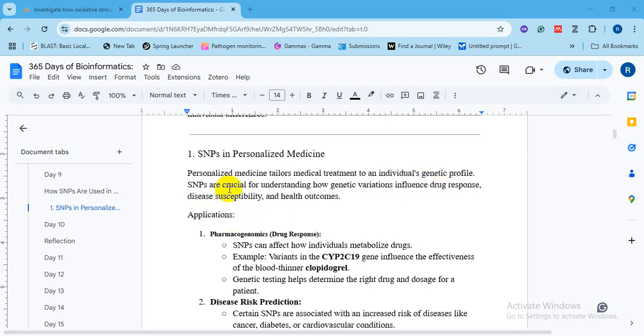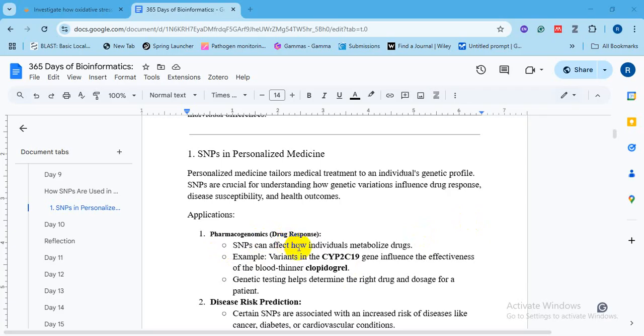SNPs are crucial for understanding how genetic variation influences drug response, disease susceptibility, and health outcomes. So these specific SNPs can give you an idea about this patient specifically: their response to specific drugs, their susceptibility in the future to specific diseases, and the health outcomes they will be facing.